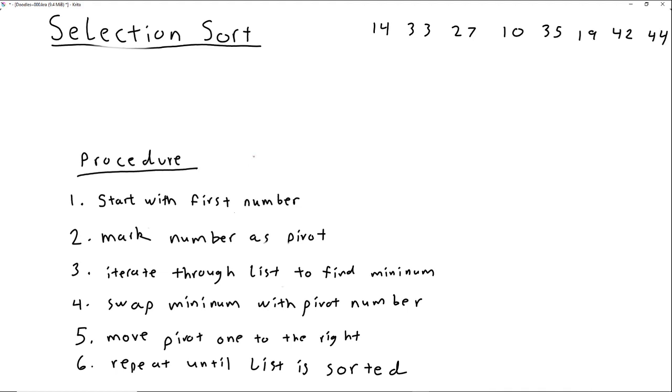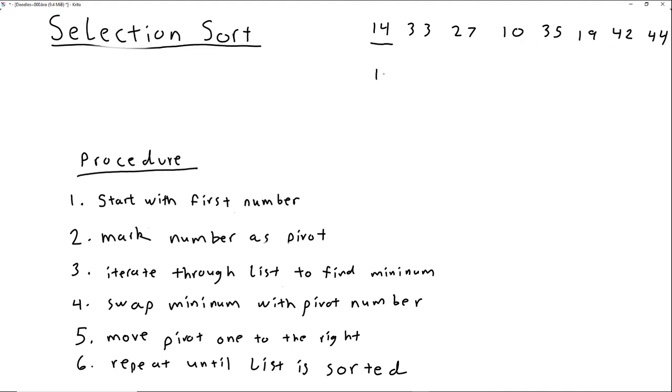Now we're going to go ahead and look at an example. This is going to be our unsorted list that we want to make sorted using the selection sort. So going through the procedure, we're going to start at the first number and make this our pivot point. Then we're going to iterate through the list until we find the minimum. With 14, looking our way through, we found 10. That's the current minimum. Looking our way through, and it's just 10. Now we're going to swap the 10 and the 14.